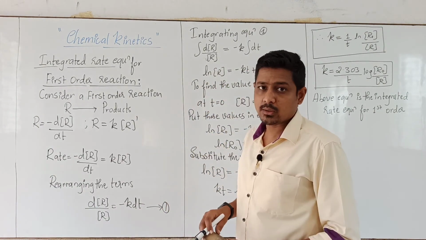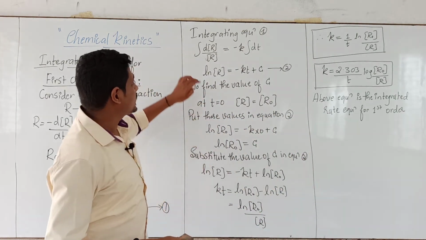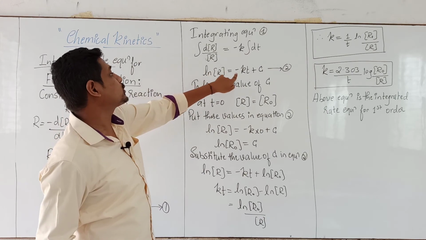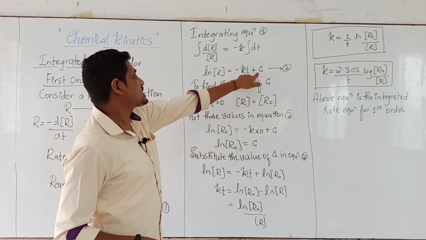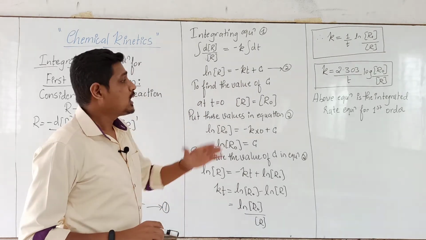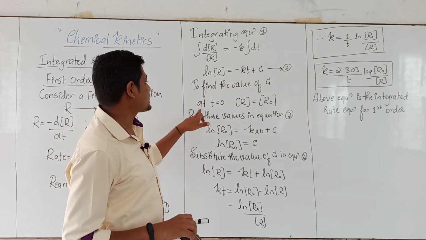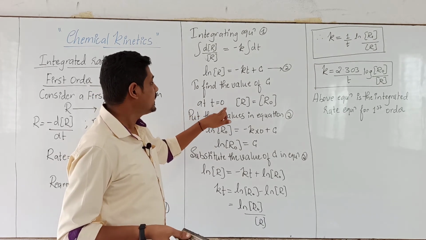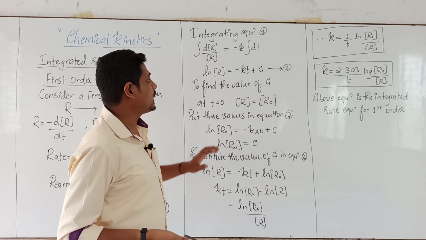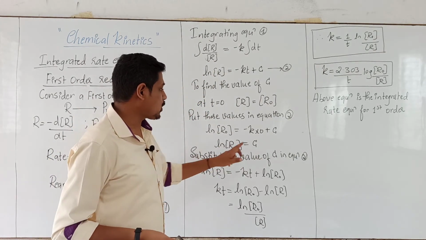Then we have to do what? We have to integrate. So when we integrate, what we will get? Ln of r is equal to minus kt plus c. Okay, then what is c? Again it is an integration constant. How do we calculate the value of the integration constant? We have to consider the initial concentration, and at initial concentration time will be 0. So when you substitute the values in this equation, we will get the value of the integration constant.